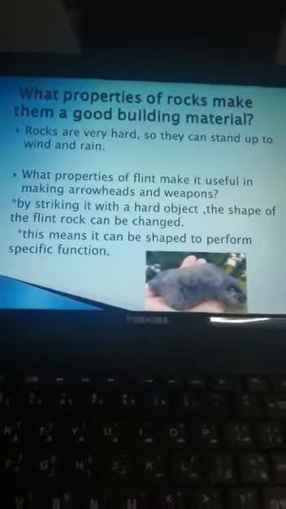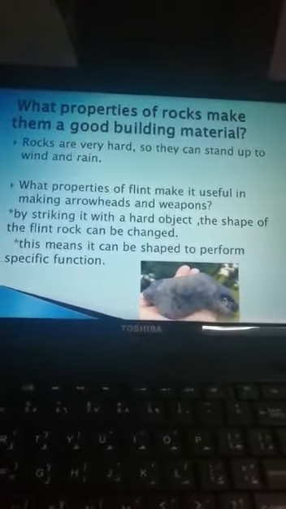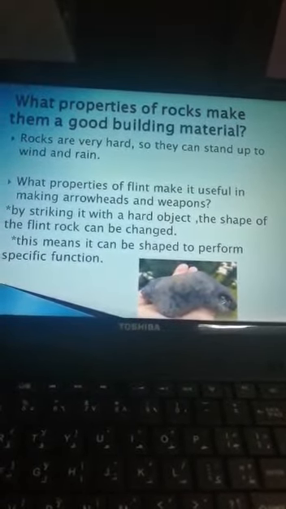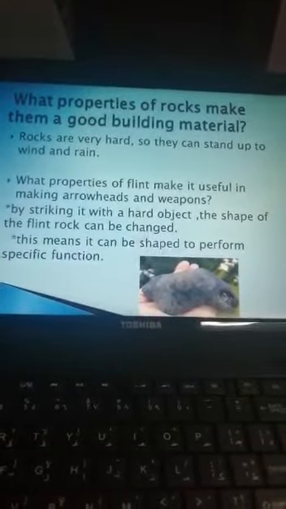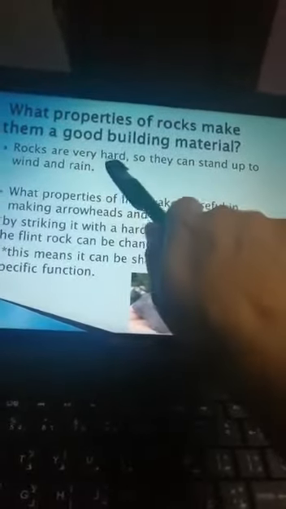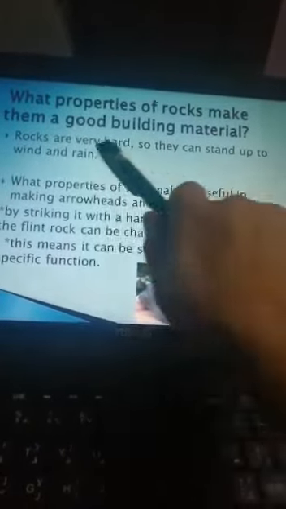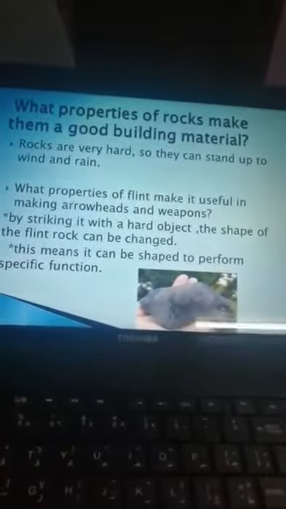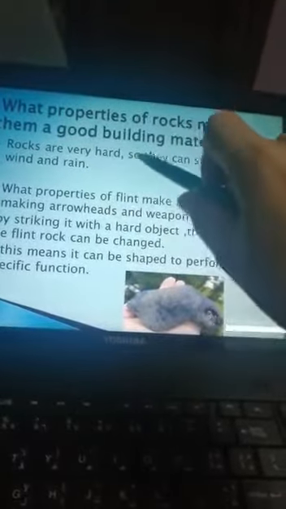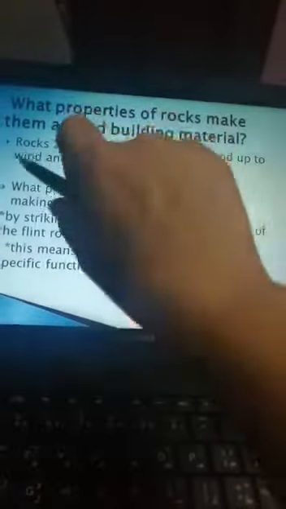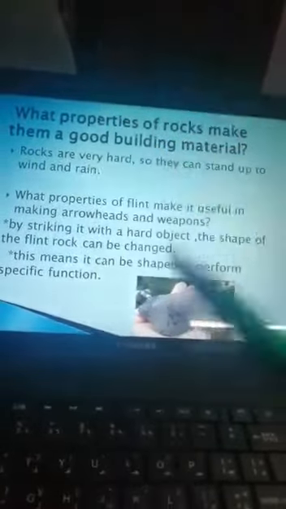And now let's talk about properties of rocks. What properties of rocks make them a good building material? Rocks are very hard, so they can stand up to wind and rain. So, what properties of rocks? Rocks are very hard, so they can resist wind and rain.